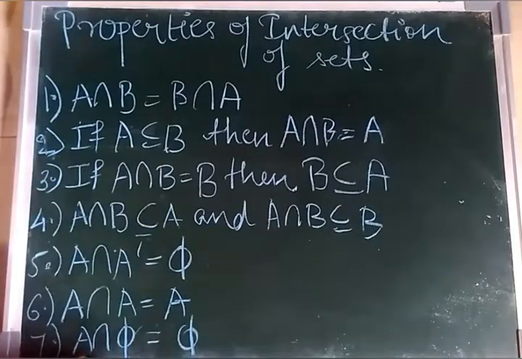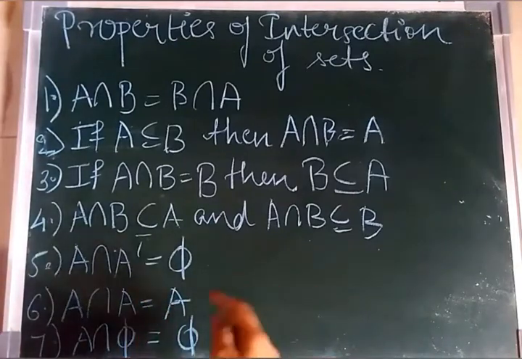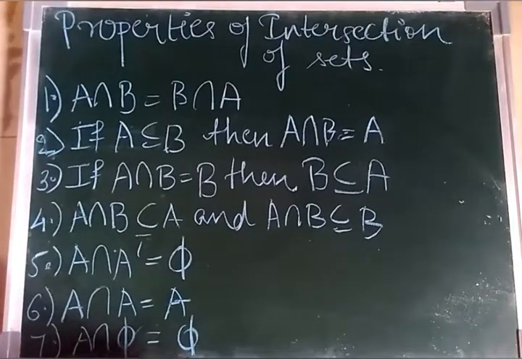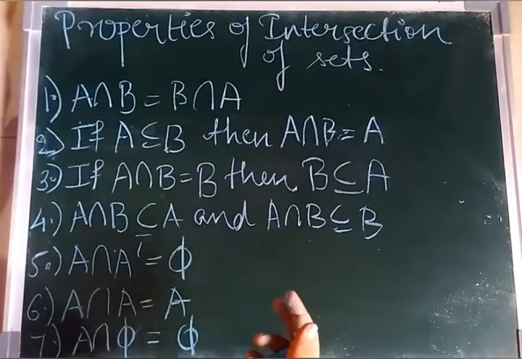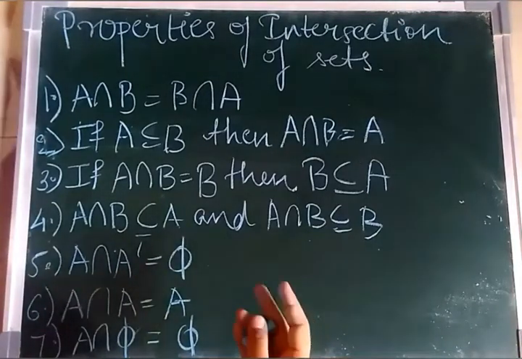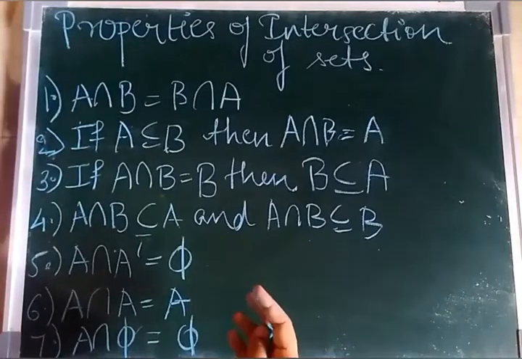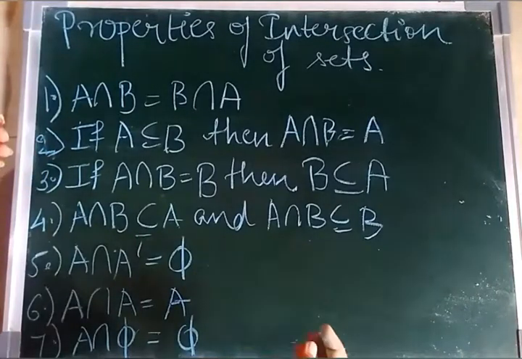Okay. Then A intersection null set. So the elements which are common to A and a null set will be again a null set, because in a null set there is no element. So obviously the intersection should be again a null set. So these are 6 or 7 properties that we should note just after knowing the definition of intersection of sets and disjoint sets. Okay.